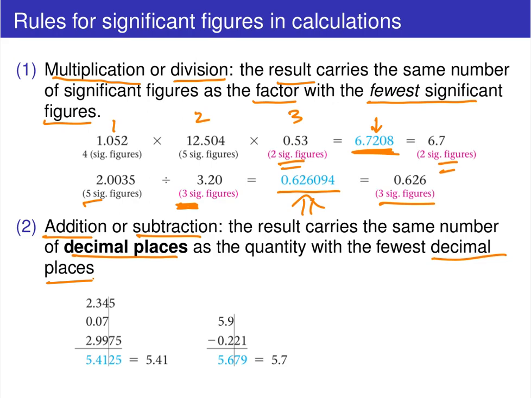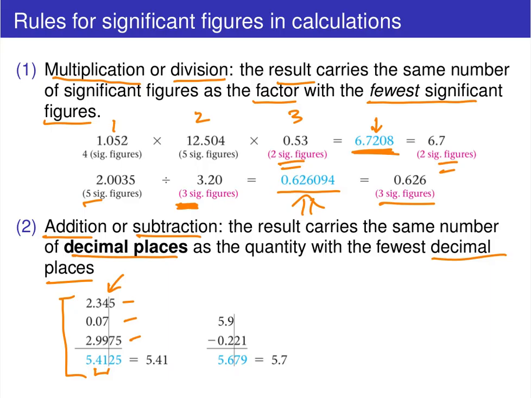So when you start doing this, sometimes it's nice to set up the problems as I have here, where you are lining up the decimal place, and then you can mentally or actually draw out a line to keep track of the fewest decimal places. So if I'm adding, for example, these three numbers together, we have one with 3 decimal places, 2 decimal places, and 4 decimal places. The final result should be limited to only 2 decimal places.